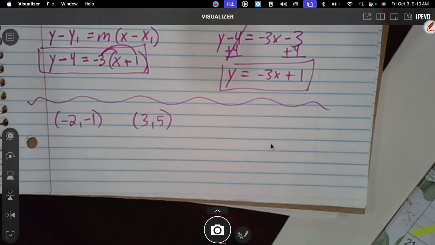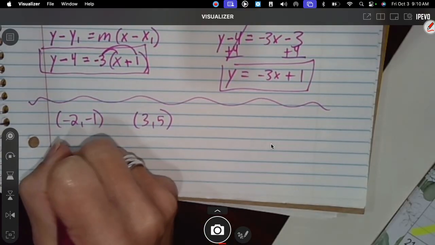Y'all learned yesterday. How do you find the slope? You subtract your x's. That goes on the bottom. What goes on the top? Y is on the top. So subtract y is on the top and the x is on the bottom. That's going to be your slope.